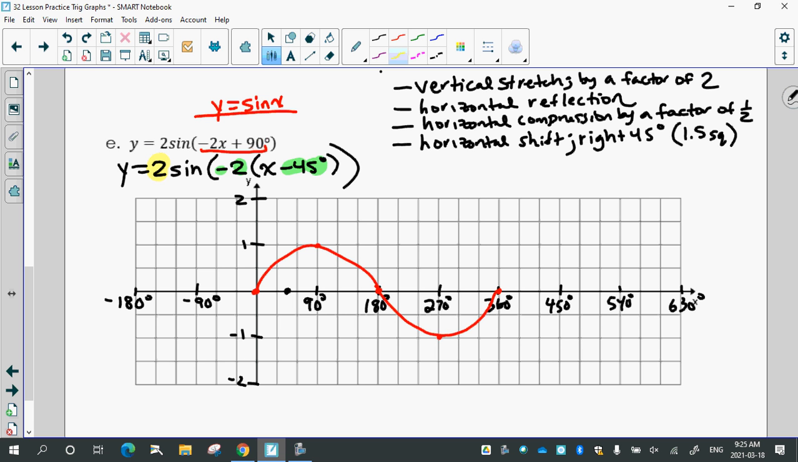Okay, 90, vertical stretch by a factor of 2, so I'm up at 2. Horizontal reflection, so instead of being at positive 90, I'm over at negative 90. Horizontal compression by a factor of a half, so instead of being at negative 90, I'm at negative 45, which is here, halfway between 0 and negative 90. And then horizontal shift right 45 degrees, so that puts me right up here at 0 and 2.